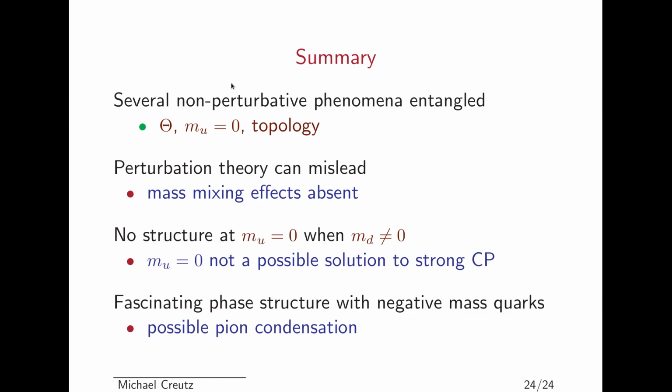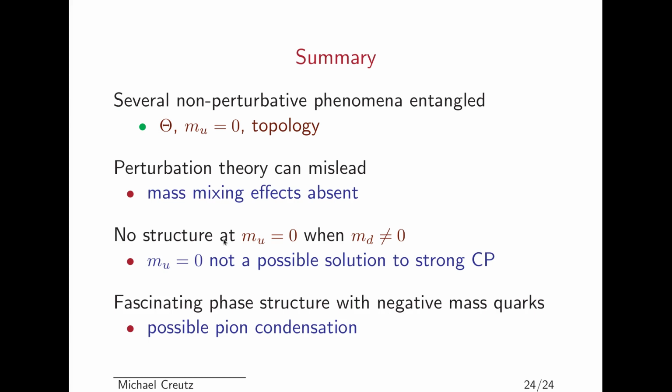So this is going to be a shorter talk than the other ones, because I think it's probably going to stir up some discussion, because not everybody is happy with these statements. But several non-perturbative phenomena get really intricately entangled. The question of theta, the question of whether a quark mass can vanish, the topology of the gauge fields, all these things get kind of entangled. And perturbation theory can mislead because these mass mixing effects are absent.